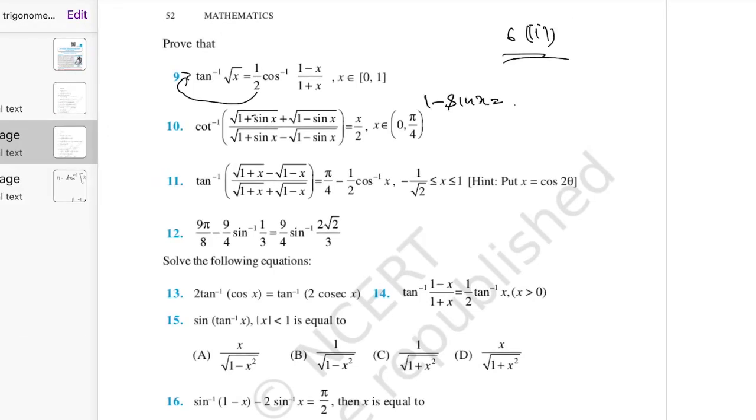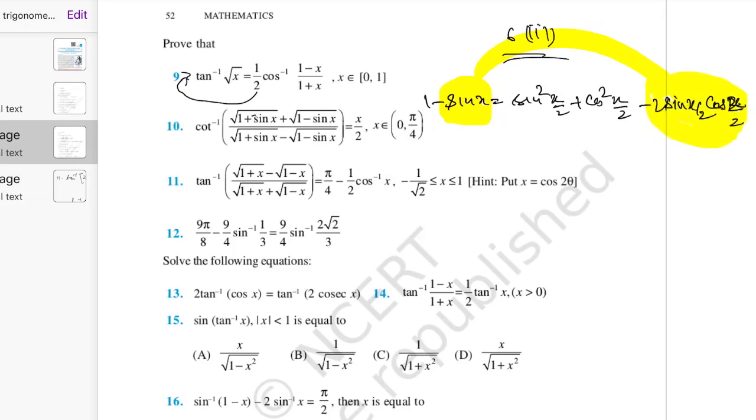1 minus sin x can be written as sin square x by 2 plus cos square x by 2 minus 2 sin x by 2 cos x by 2. This sin x we have written as 2 sin x by 2 cos x by 2, a formula which we have learned in class 11th. 1 minus sin x now will become cos x by 2 minus sin x by 2 whole square.